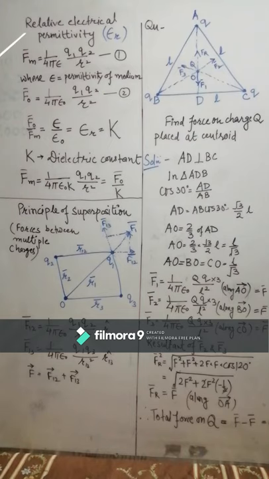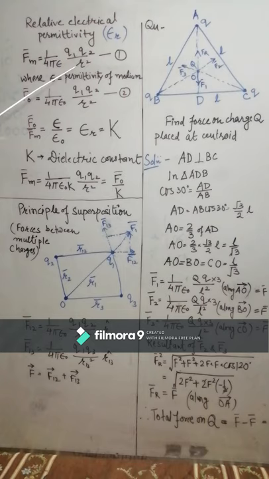Let us discuss relative electrical permittivity, epsilon r. As I told you, the force between two charges depends upon the intervening medium. If two charges Q1 and Q2 are kept in a medium at a distance r, then force is written as F is equal to 1 by 4 pi epsilon Q1 Q2 by r square, where epsilon is the permittivity of the medium. We know that if the same charges are kept apart at the same distance r in vacuum or free space, then F0 is equal to 1 by 4 pi epsilon naught Q1 Q2 by r square.